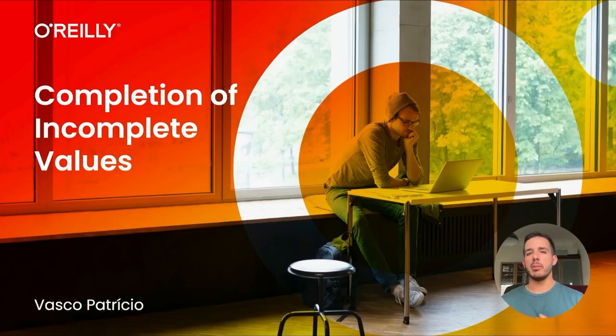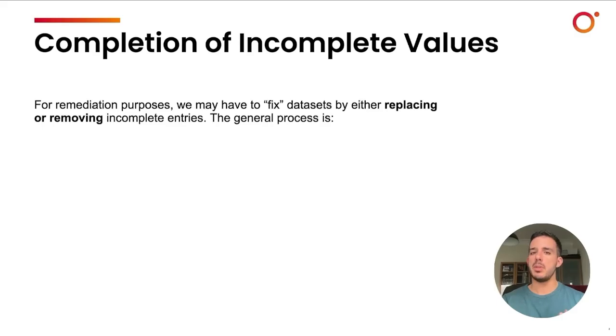Welcome to this lesson on completing incomplete values in datasets using generative AI. To begin with, what is completing incomplete values? Well, for remediation purposes, we may have to fix a dataset by either replacing or removing incomplete entries in that dataset, because those entries may compromise the quality of the dataset. So we have to handle them in some way.